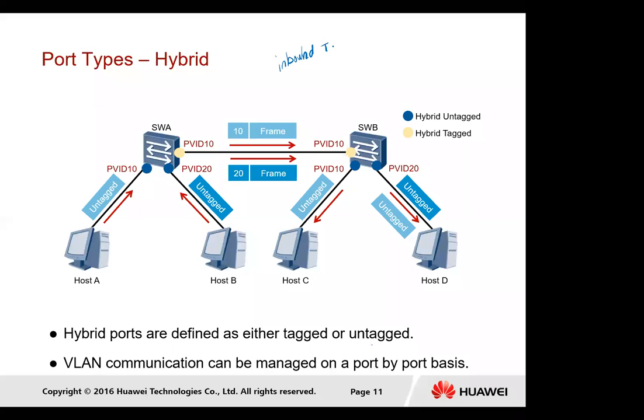Inbound, tag based on PVID. Outbound, untag based on untag VLAN. So those are the two things you need to take note of under hybrid. Because as I mentioned, for access, inbound and outbound are based on the PVID. But hybrid is different. For hybrid, inbound tag is based on PVID, outbound untag is based on the untag VLAN.